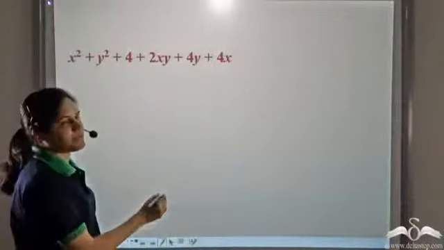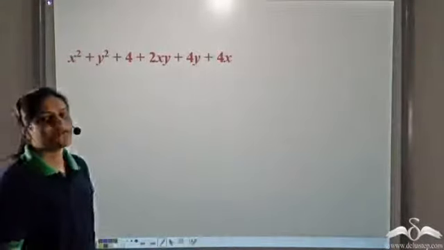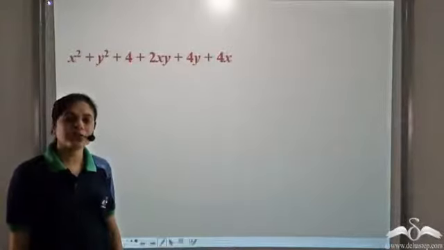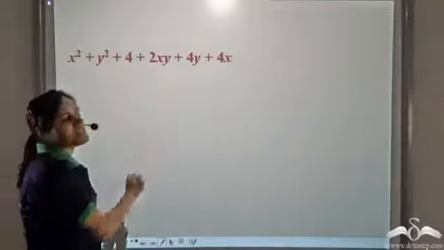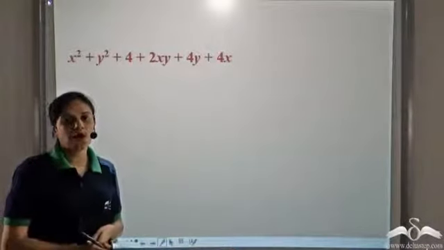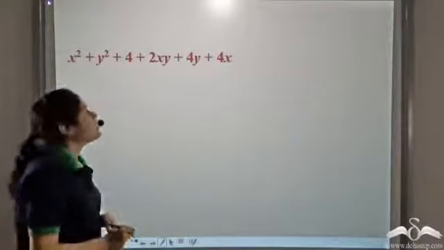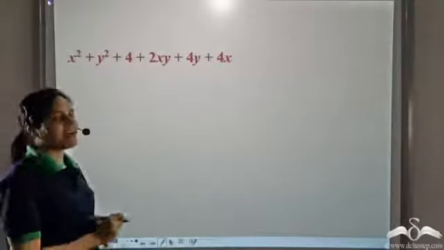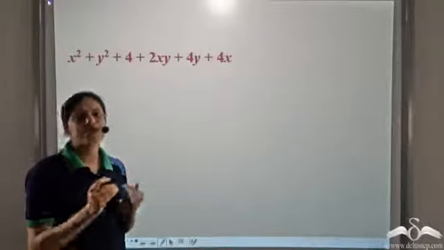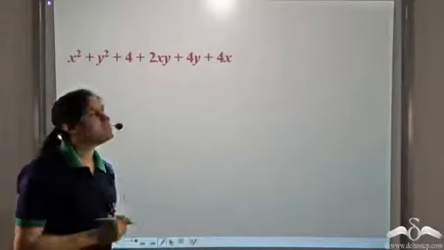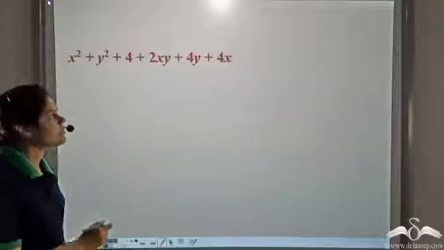Factorize this expression. First, we check whether there is a common factor in all the terms of the expression. We see that there is no common factor in all the terms of the expression. Even if we try and factorize it by grouping, we'll not be able to find the groups which have common factors. So we check for square terms.